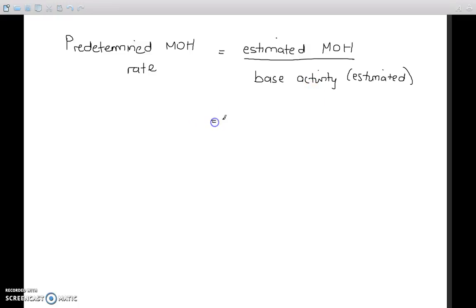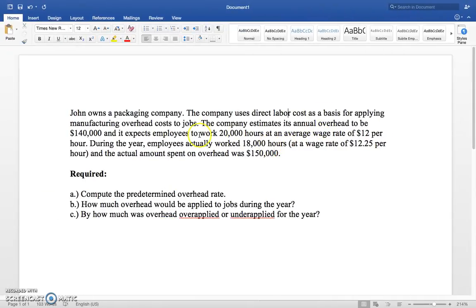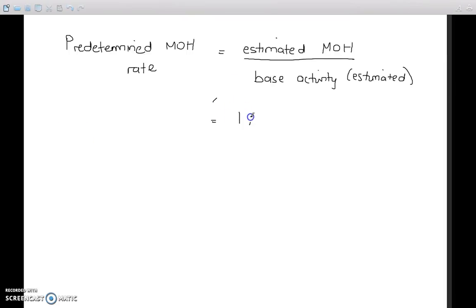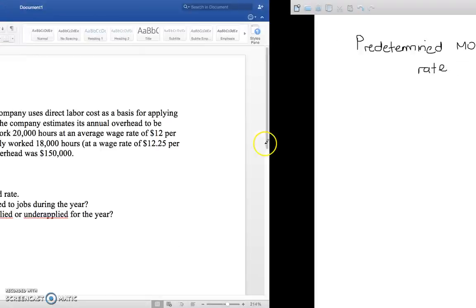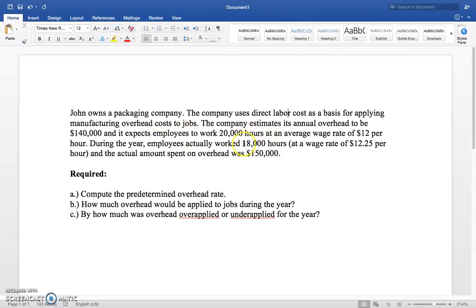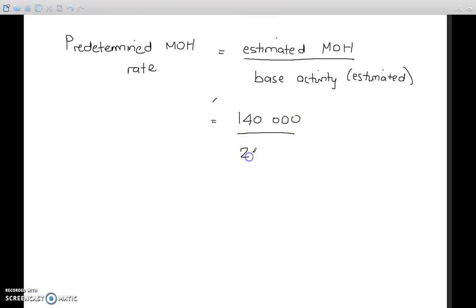In this case, you have an expected MOH of 140,000, and you expect your employees to work 20,000 hours. The company uses direct labor as a basis for applying manufacturing overhead, so simply put, you divide your expected MOH by the number of hours that you expect your employees to work, which is 20,000. So 140,000 divided by 20,000 is $7.